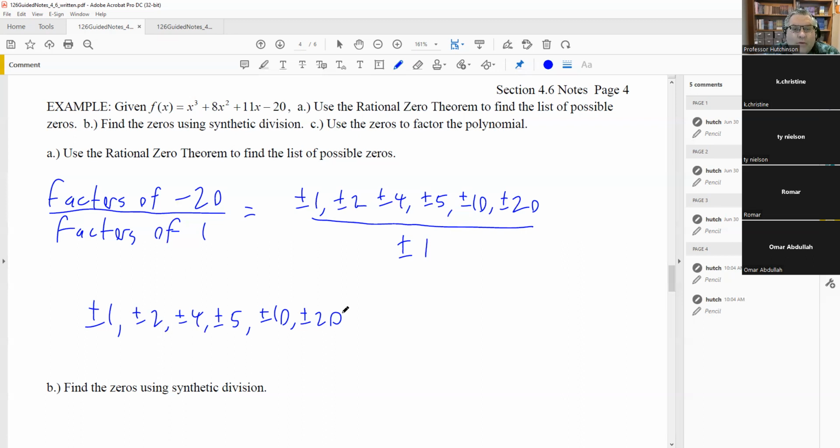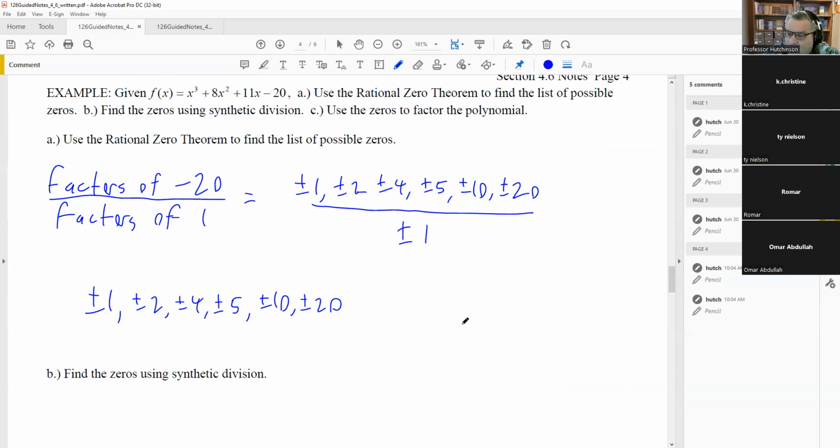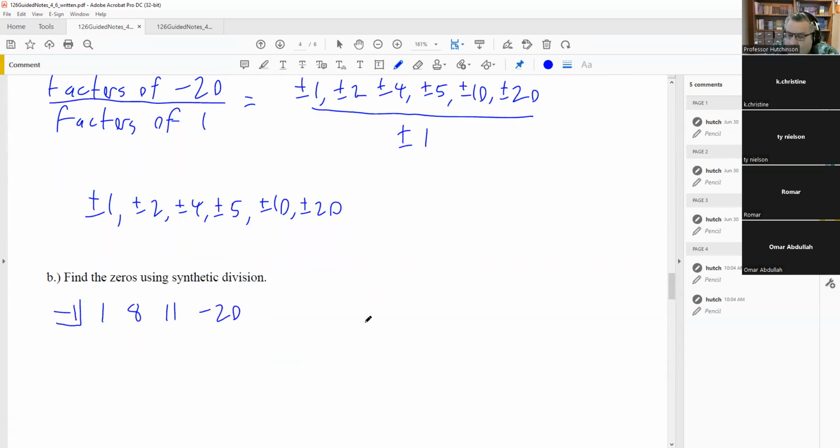And once that is accomplished, it's going to allow us to take the cube down into a square, and it's something that we can factor. So let's start off with this. We want to test one of these first. So let's try -1, put in the box, and I'm going to put the coefficients for the synthetic, 1, 8, 11, and -20, on there. Okay, I'm going to put a bar down below.